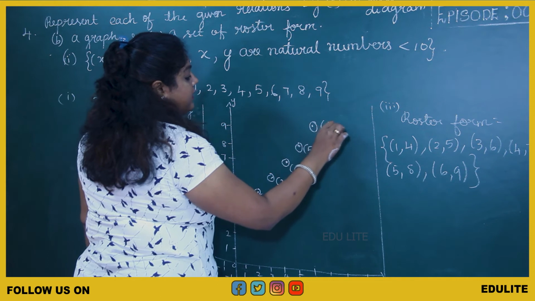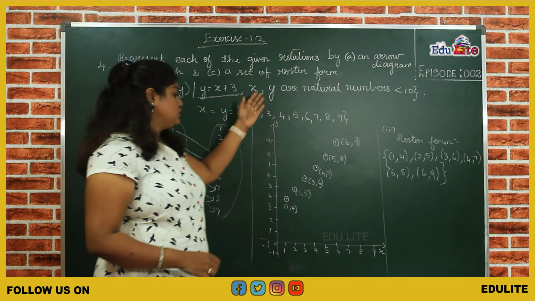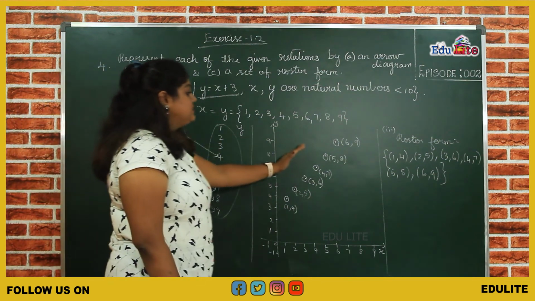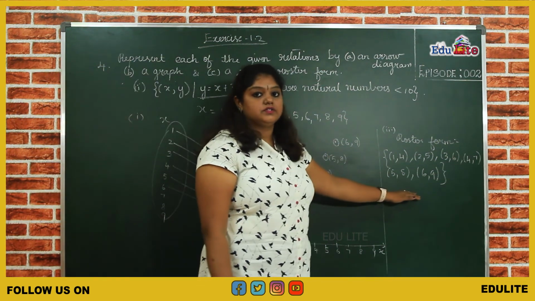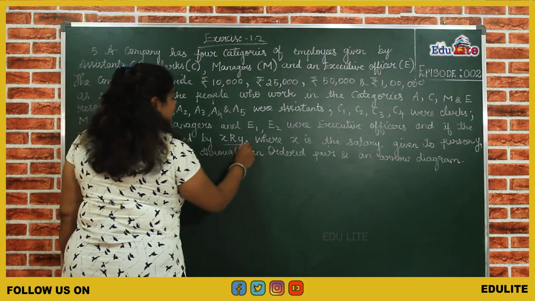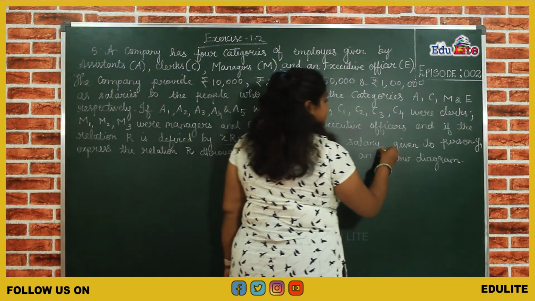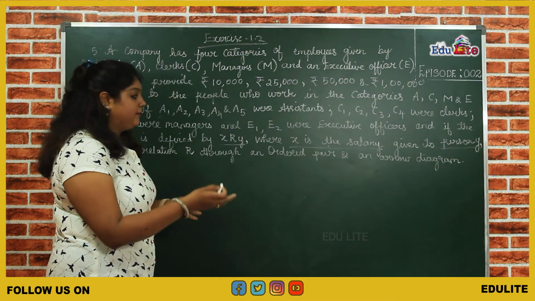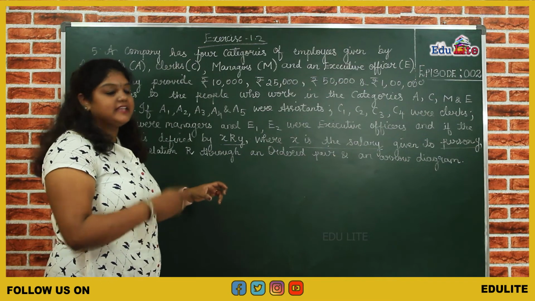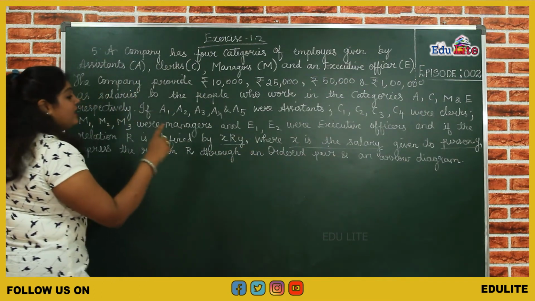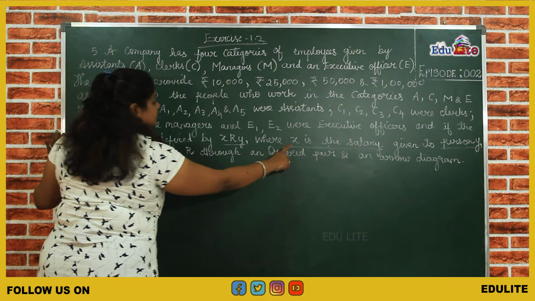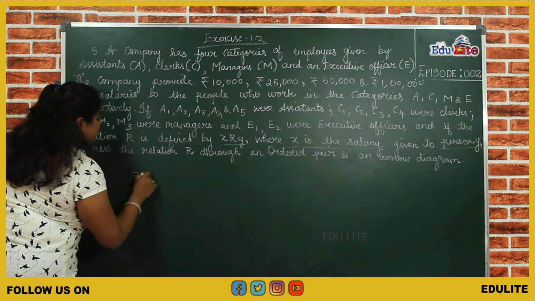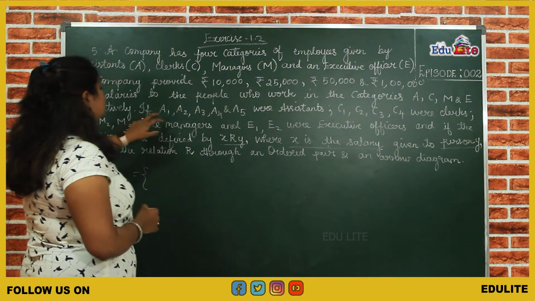So 6, 9. So for this subdivision also we have represented in 3 ways: first in an arrow diagram, the second in a graph and third in the roster form. In this problem, x is related to y where x represents the salary and y represents the person. So we have to write an ordered pair in the format where the first element represents x and the second element represents y, which means the first element has to represent the salary and the second element has to represent the person.